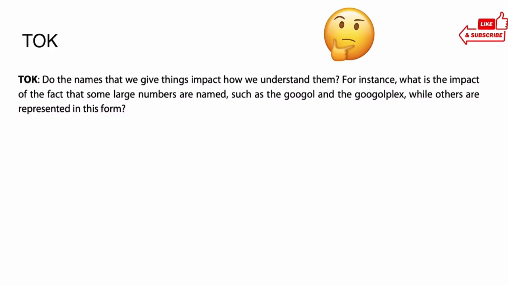All right, now we have some quick TOK. I know TOK is not IB students' favorite class, but here is some quick TOK that was in the IB syllabus regarding scientific notation. Do the names that we give things impact how we understand them? For instance, what is the impact of the fact that some large numbers are named, such as the googol or the googolplex? If I'm not wrong, the googol is something like 10 to the power of 1,000, but I'm not quite sure. While others are represented in this form, being scientific notation.